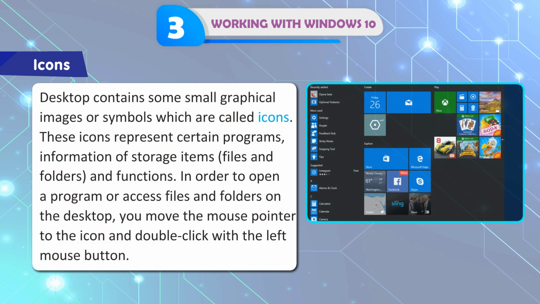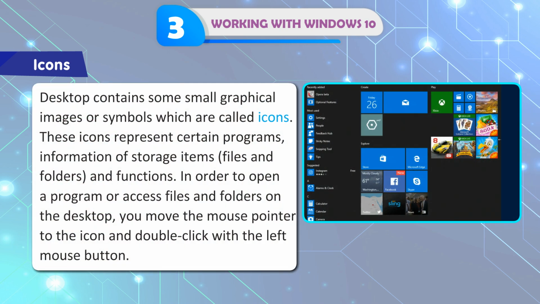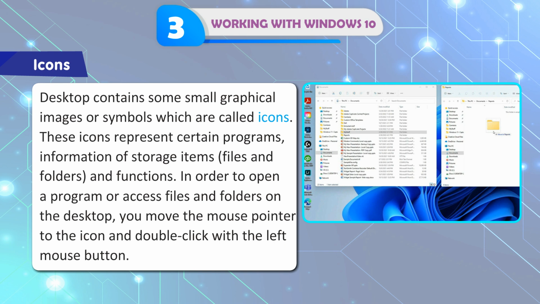Icons. Desktop contains some small graphical images or symbols which are called icons. These icons represent certain programs, information storage items, that is files and folders, and functions. In order to open a program or access files and folders on the desktop, you move the mouse pointer to the icon and double-click with the left mouse button.